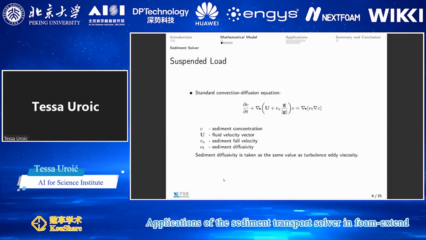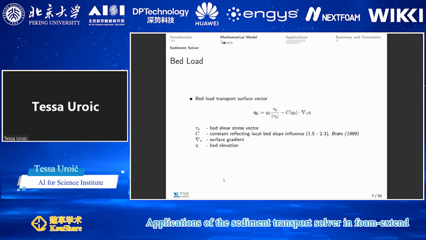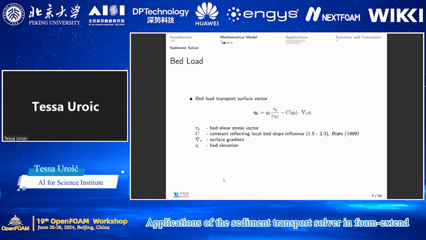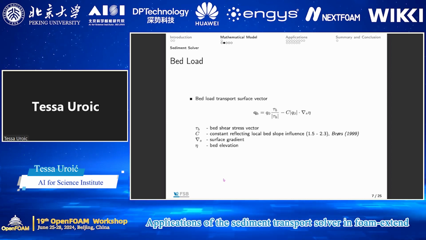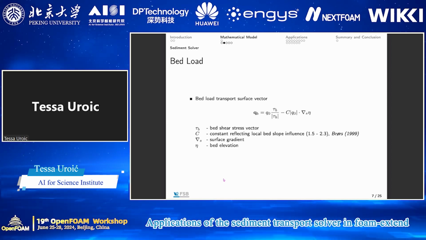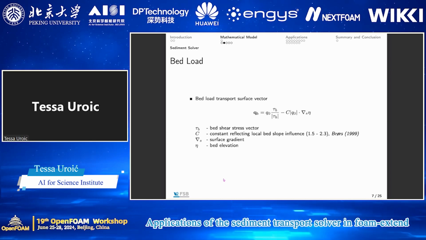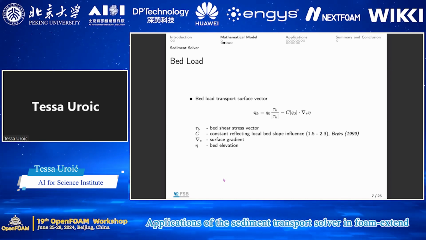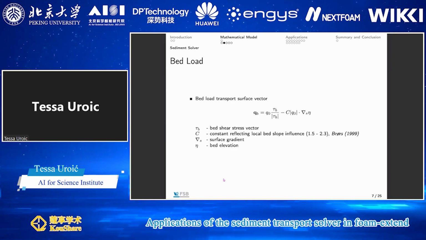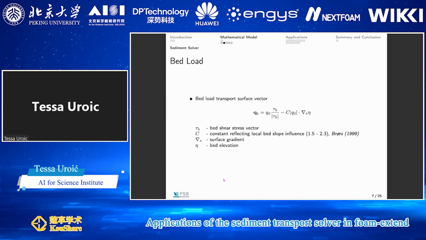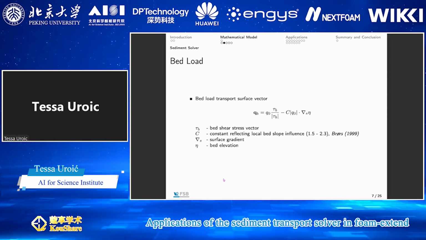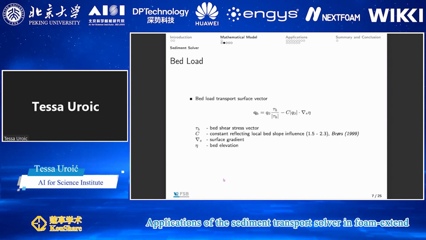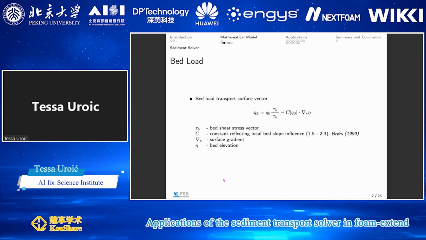The second part, which I mentioned, is the bed load. So the first thing that we calculate is the bed load transport surface vector, which comprises two parts. The first one is the shear stress. So this is the first term that you see. And the second one is the rolling of the sand due to this elevation and inclination of the bed, which will happen due to the bed morphology changing over time.